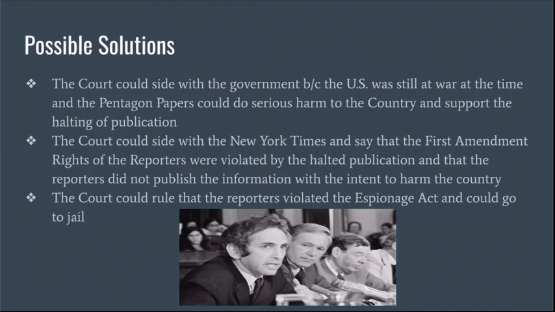Some possible solutions would be that the court could side with the government because the United States was still kind of at war at the time, and the Pentagon Papers could also do serious harm to the country, and they would support the halting of the publication. Or the court could side with the New York Times and say that the First Amendment rights of the reporters were violated by the halting of the publication, and that the reporters did not publish the information with the intent to actually harm the country. Or the court could rule that the reporters violated the Espionage Act and they could go to jail or be fined.